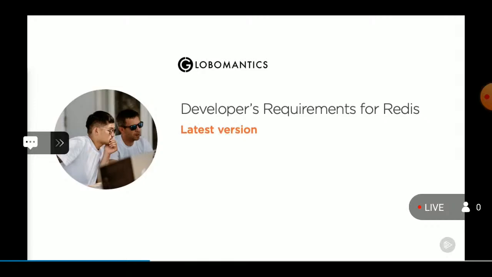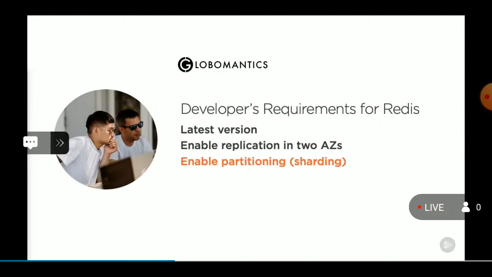First, it needs to be the latest version of Redis, at least the latest version AWS supports. They need replication enabled. Specifically, they want 2 read replicas for each primary node. They also want each replica to live in a different availability zone. Because of the volume of data and traffic they expect to see, they want to partition the data, meaning they want it split across 2 matching shards.